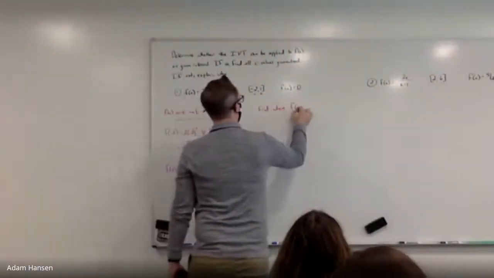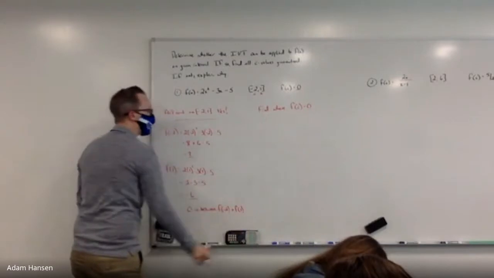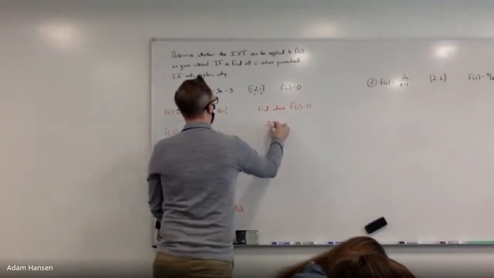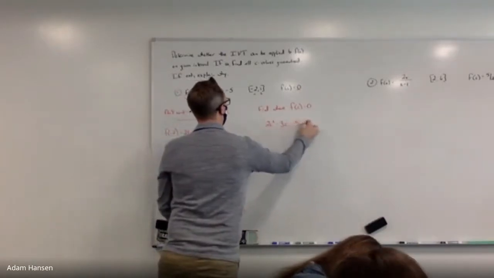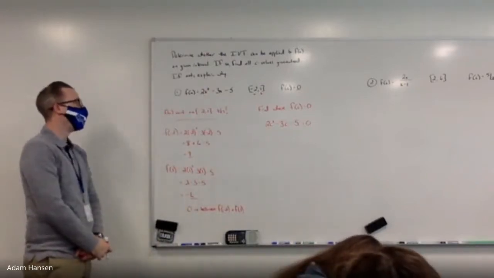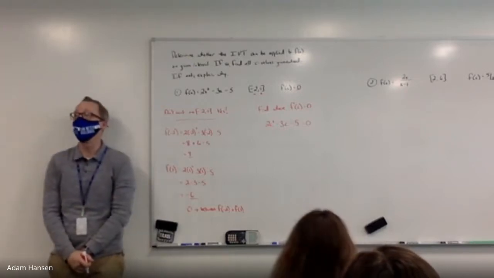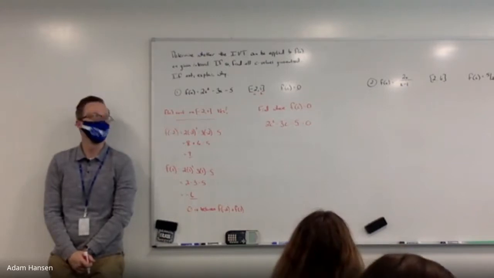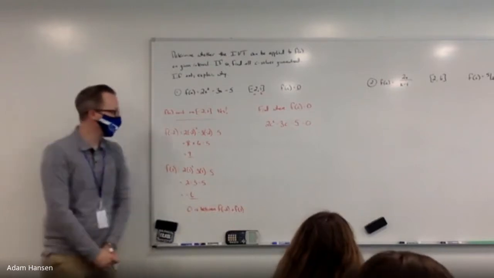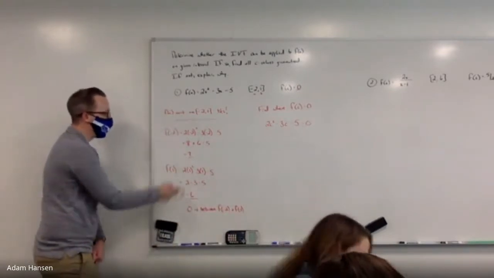find where f of c equals 0. So 2 times c squared minus 3 times c minus 5 equals 0. What do I know about c right now? It's in between -2 and 1. The value where my function is equal to 0 is between -2 and 1, because 0 is between -6 and +9, between f of -2 and f of 1.